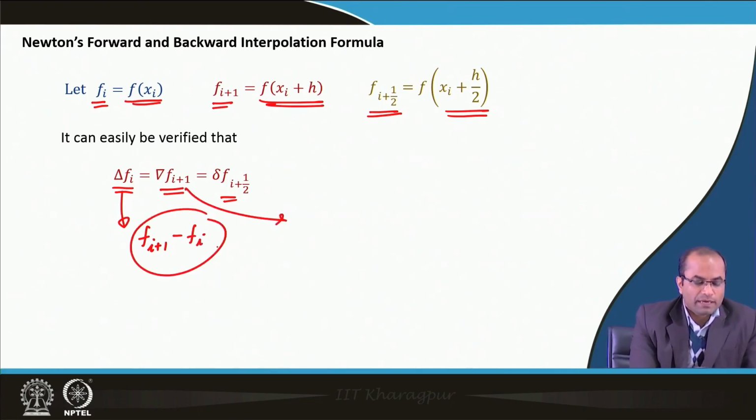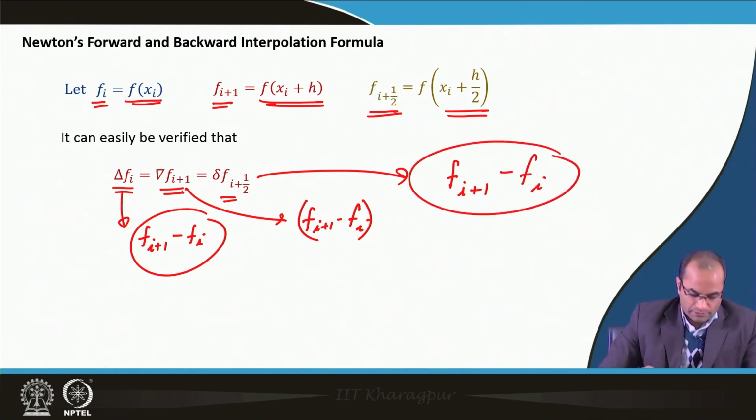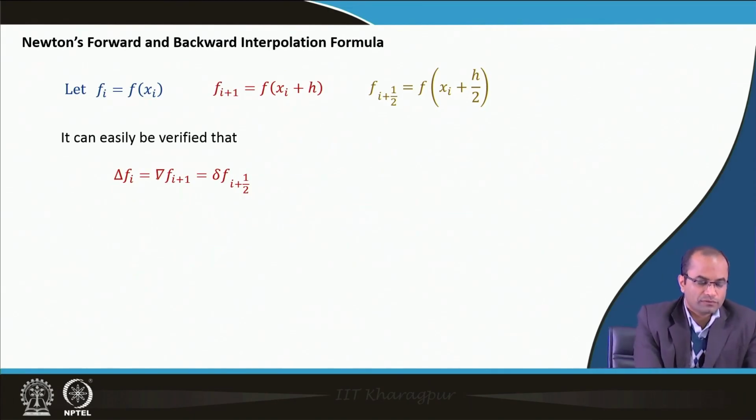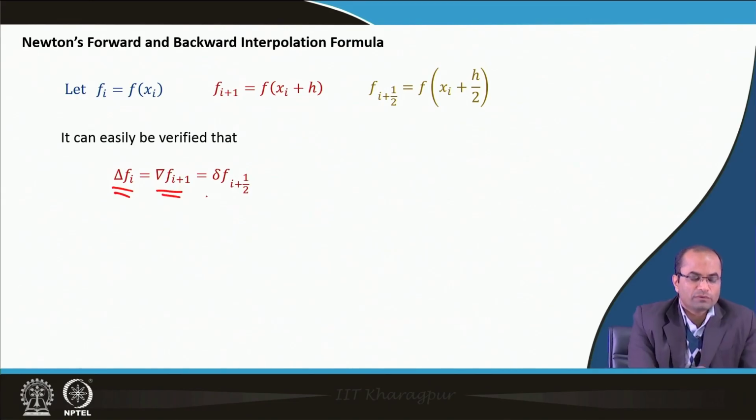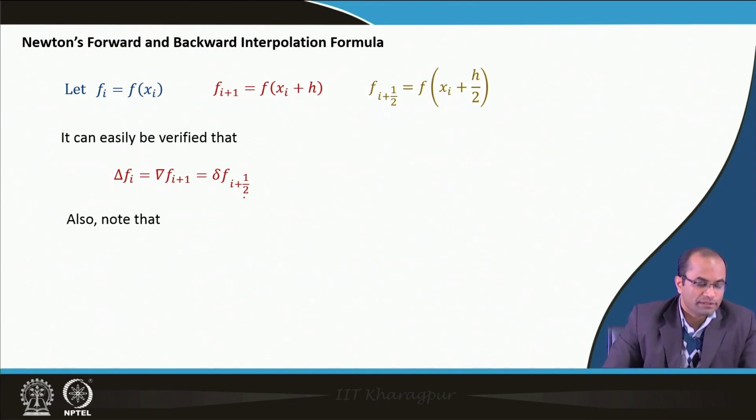When we are at the backward operator, it will give f(i+1) minus f(i), which is the same. And when we are at the central difference operator, f(i+1/2) will be added, so we have i+1 and then again f(i). So all these three are the same. Therefore, the forward operator on f(i) is equal to the backward operator on f(i+1), and this is equal to the central difference operator on f(i+1/2). So these three are equal here.